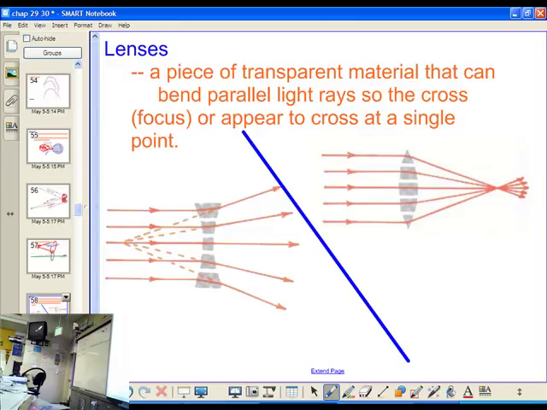Lenses. Now lenses work a lot like our mirrors, only instead of bouncing off the boundary, remember they're transparent and you go through. It's a piece of transparent material that can bend parallel light rays so they cross or appear to cross. So like these are the kind of lenses you guys were using. These spherical lenses made things go to a point. You saw your little candle flame on the screen. Here, this would be our diverging lens, and it's going to appear over on this side. But it's also like the magnifying glass. In the magnifying glass, you get that image.